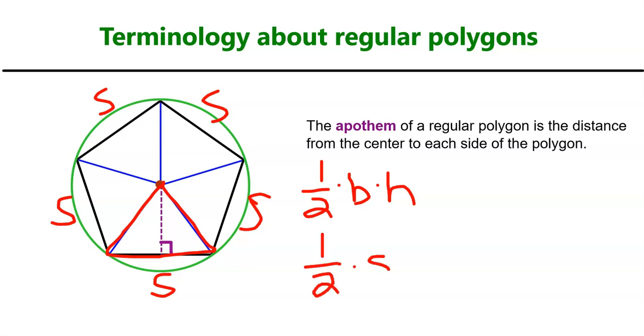times S times the length of the apothem, which is often abbreviated as lowercase a, not to be confused with uppercase A, which is the variable given to area or surface area. So that one triangle is 1/2 times S times A. Well, we have a certain number of sides in a regular polygon. In this case, we have 5.